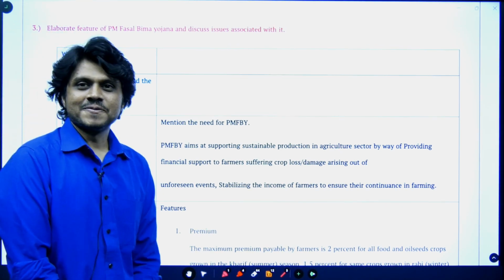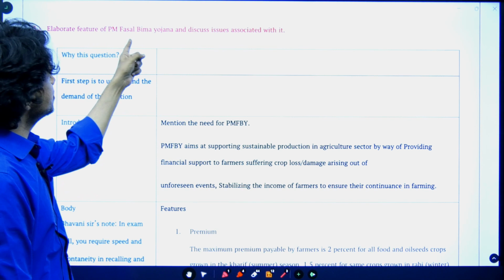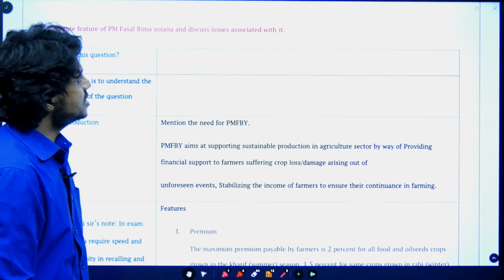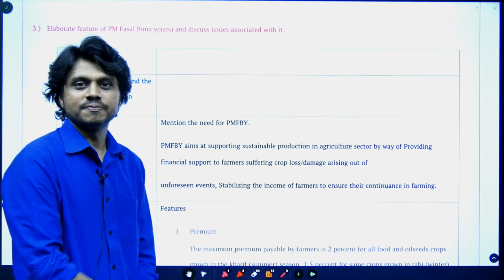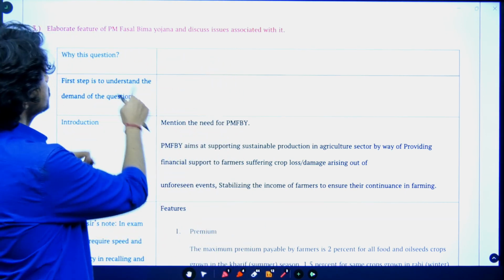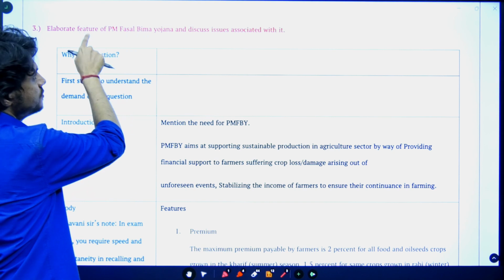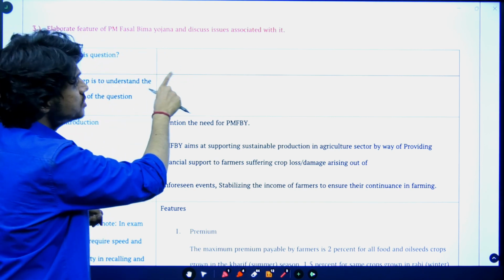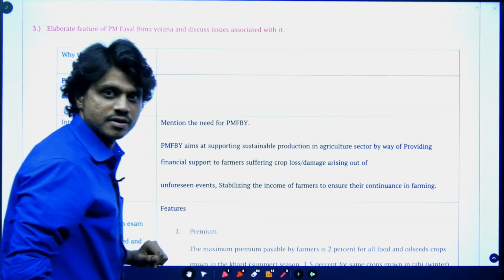Let's come to the next question. Explain the features of the Pradhan Mantri Fasal Bima Yojana and discuss issues associated with it. Before coming to this, the question is simply direct. It has two parts. We have to explain or elaborate the features and the associated problems with it.